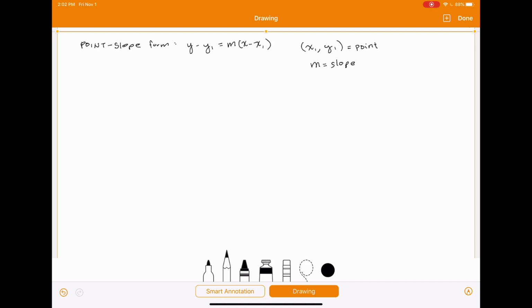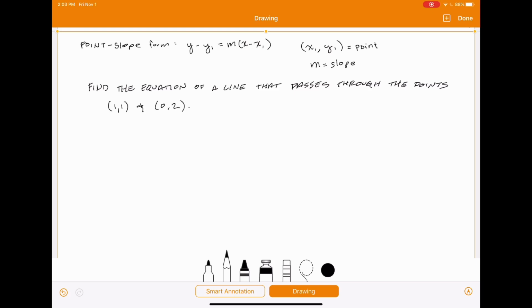All right, so if you're given, let's say, find the equation of a line that passes through the points (1, 1) and (0, 2).